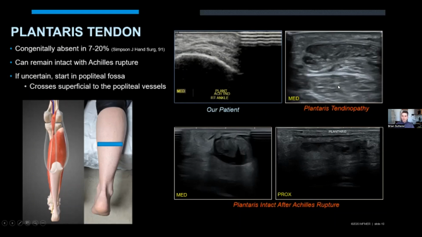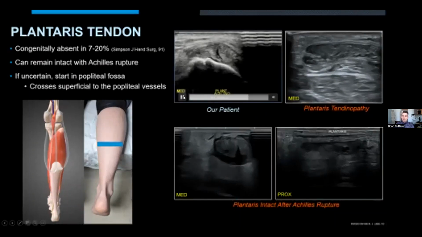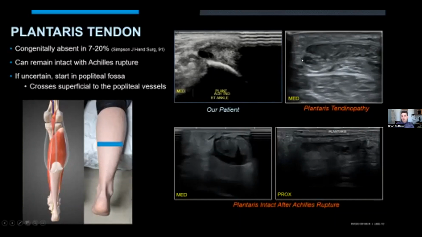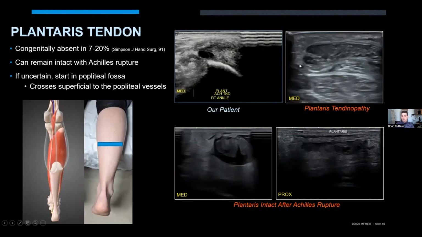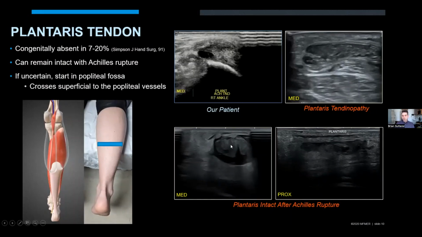A couple of things that you might see, of course, you can have true plantaris tendinopathy. And so this was an individual, not our patient, but someone else. General theme here, blue boxes is our patient, red boxes are other cases. And so you can see a very thickened plantaris tendon. Also important to note, this can remain intact whenever somebody has an Achilles tendon rupture. And so here's an individual with an Achilles tendon rupture who you could see still had a very nice intact plantaris still spanning across that region.